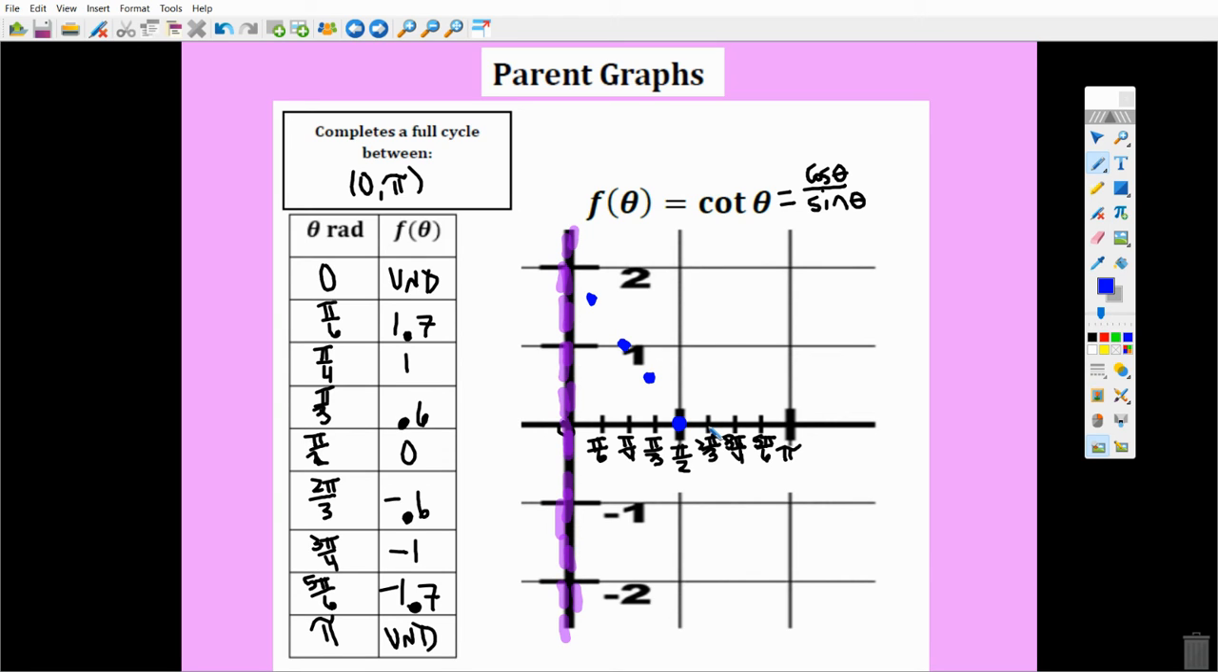At 2 pi over 3, excuse me, that's negative 0.6, so that's about half, about right there. At 3 pi over 4, we have negative 1. No, that should be lower. At 5 pi over 6, it's negative 1.7, about right there. And then at pi, it's back to undefined. So I'm going to go ahead and draw my, I should make it on the line. Excuse me.